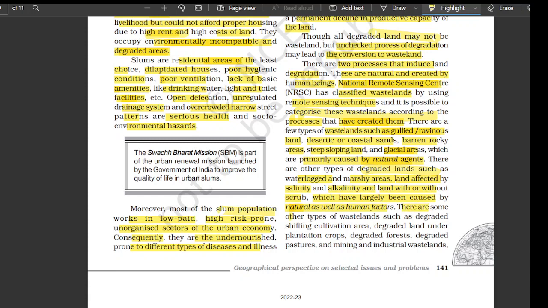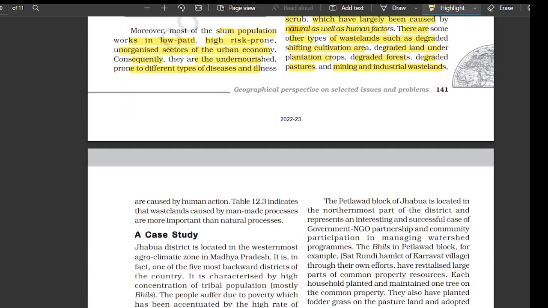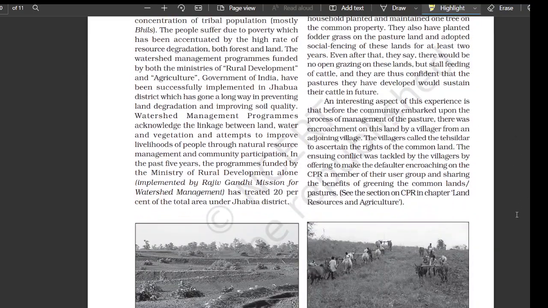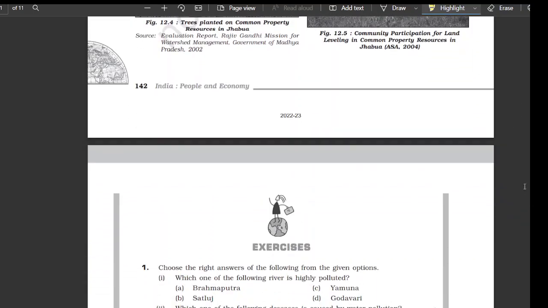There are some other types of wasteland such as degraded shifting cultivation area, degraded land under plantation crops, degraded forest, degraded pastures, and mining and industrial wastelands, which are caused by human action. Table 12.3 indicates the wastelands caused by man-made processes are more important than natural processes. There is a case study below, and we request you to read this case study on your own.